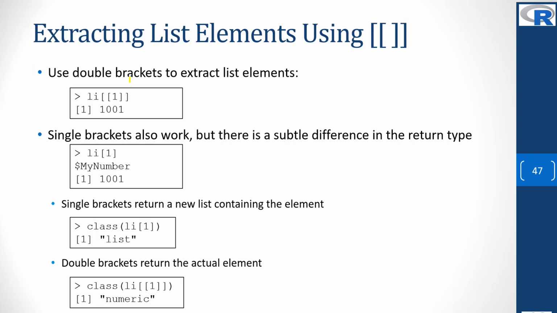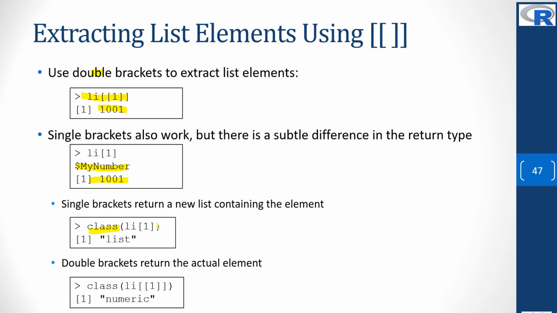There's a subtle difference though between whether you use double brackets or single brackets. If you want to get the actual element from the list you use double brackets. So here you see we're extracting the first element of our list, which is the value 1001. If we use the single brackets, you can see it's giving us the name of that element and the element value.